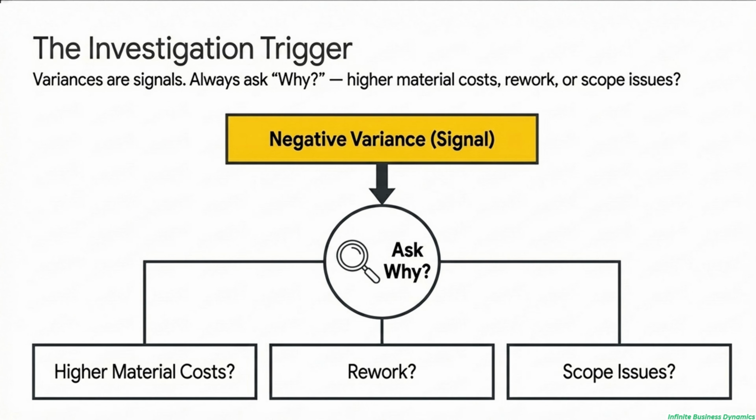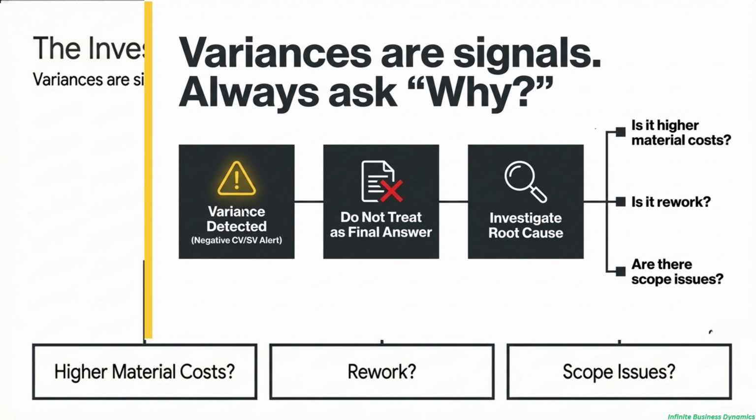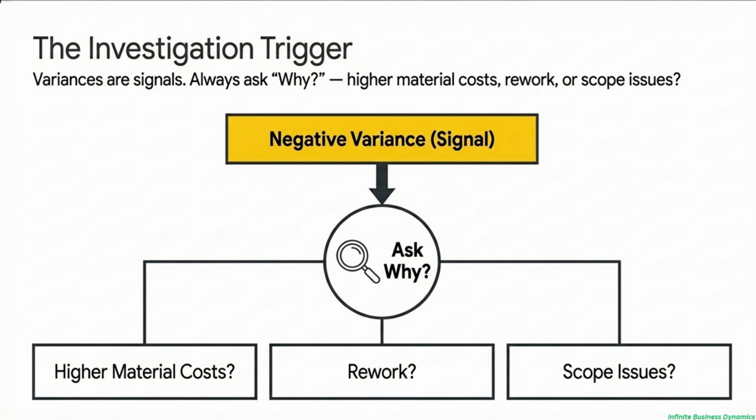When you see that negative number, your very first action should be to ask one simple question. Why? Was it because material costs shot up? Do we have to do a bunch of rework? Did some unapproved work sneak in? The variance tells you what is wrong. Your job as a leader is to dig in and find out why.